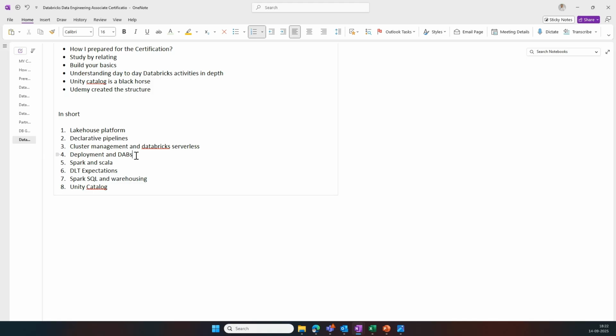Basics of Spark and Scala: how Spark works, how a job works, how Scala is used to manipulate that, or even Python. Then DLT expectations. There are a lot of expectation questions on Delta Live Tables, a beautiful feature in DLT that helps you build a data quality framework. And then, as I mentioned, Spark SQL and warehousing, a very important topic, and Unity Catalog. These, I think, are the eight key topics which you must learn.